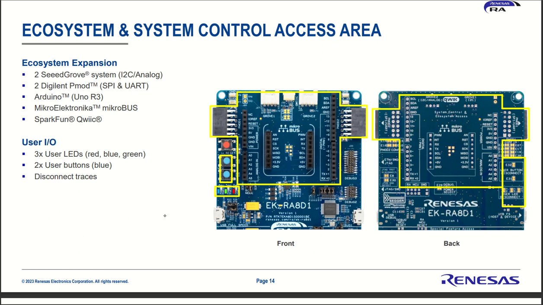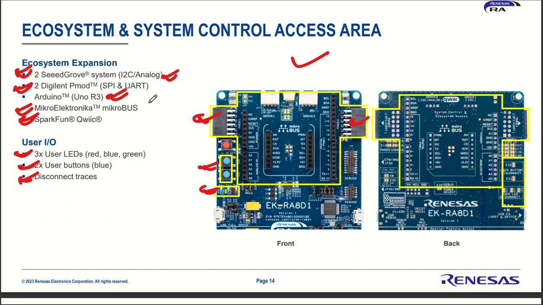Next we have a system control access area. So a lot of parts are available here: you have two Seeed Grove systems, I2C and analog devices. So these are 1 and 2, these are two Seeed Grove groups. Two Digilent PMOD, SPI and UARTs are there. Okay. We have MikroElektronika microbus, Arduino R3 is there, SparkFun Qwiic is there. User IOs, if you see, 3 LEDs are there, 1, 2, 3. Okay. 2 user buttons are there that you can see. Okay. Then disconnect traces are there. Got it? So one reset button is also there. This looks like this red one.